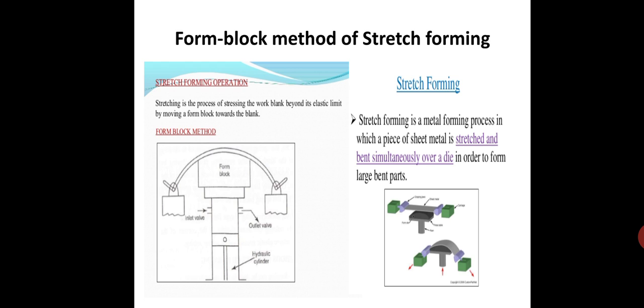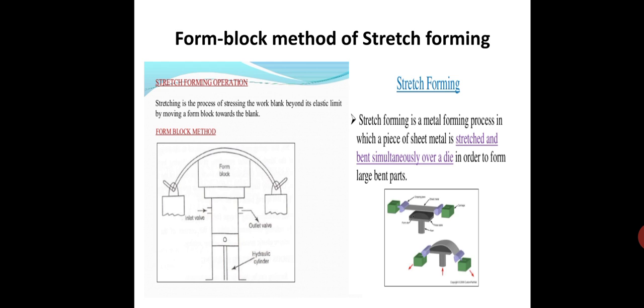Now, in the stretching method, let's see the right side diagram. It's stretch forming, the same operation. Stretching the blank can also be done by fixing the form block stationary and moving the grippers towards the form block. It is performed by holding the blank ends in movable grippers. It is vice versa of the form block method.